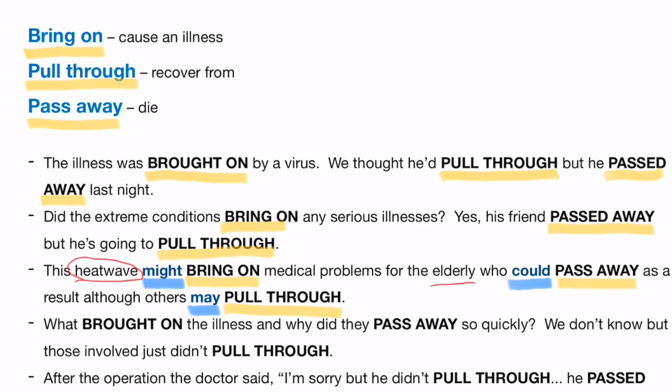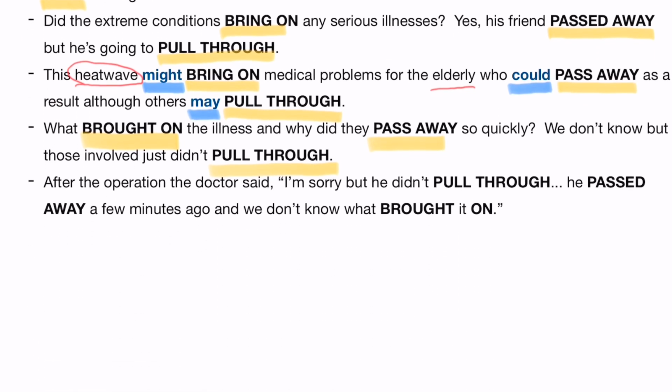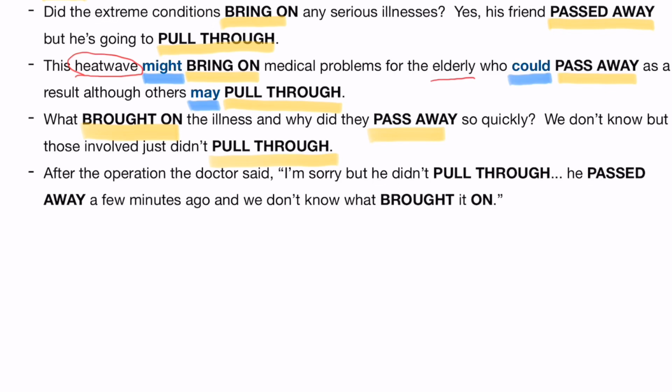What brought on the illness? And why did they pass away so quickly? We don't know, but those involved just didn't pull through, which means those involved didn't make it. After the operation, the doctor said, "I'm sorry, but he didn't pull through. He passed away a few minutes ago, and we don't know what brought it on."